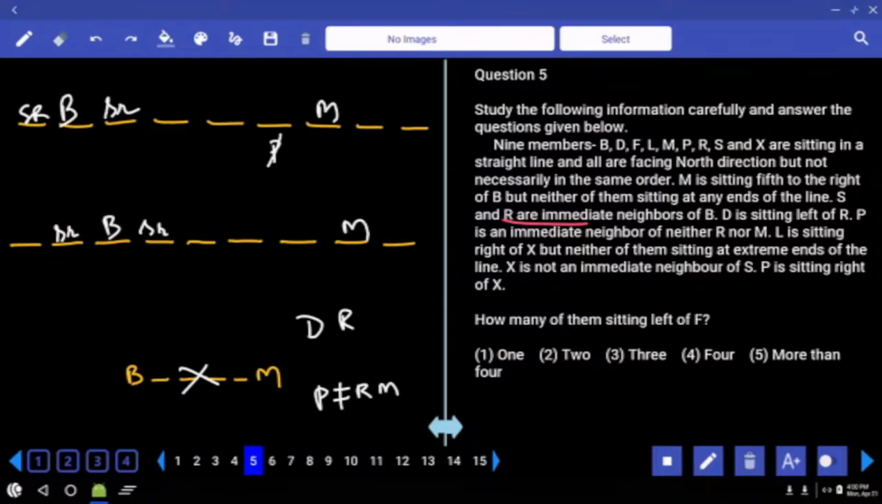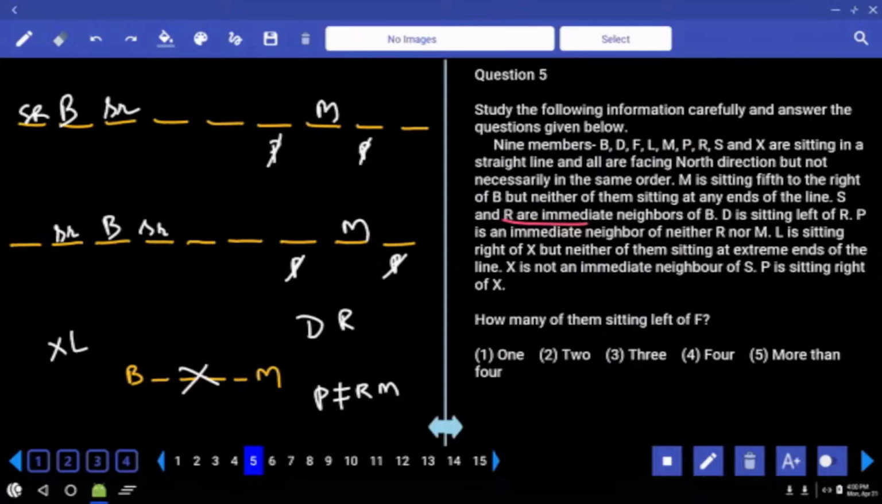P is not an immediate neighbor of R and M. P cannot be here. No, P cannot be here as well. P is not an immediate neighbor of R and M. L is sitting right of X. L is to the right of X. Neither of them are at the extreme ends. L and X cannot be at the extreme ends of the line.